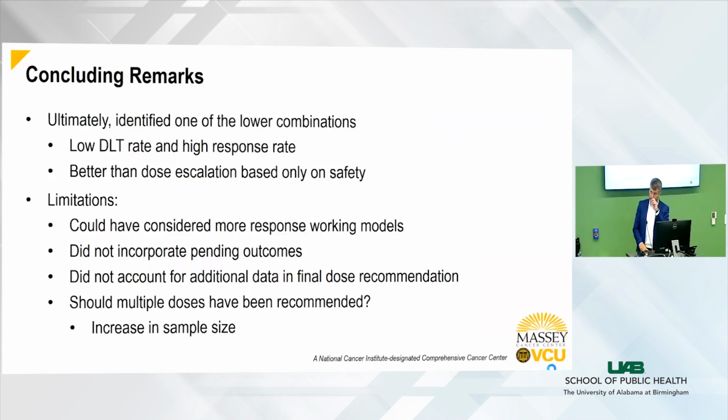So just a few concluding remarks about the study itself, and then I have a few more slides on some new methodology I've been working on, just to touch on that real quick. Ultimately, as we discussed, we identified one of the lower combinations, a low DLT rate and a high response rate, better than the dose escalation based only on safety. We probably would have pushed up to one of those higher ones. As was just pointed out, we wouldn't have tried the dose that we ultimately landed on.